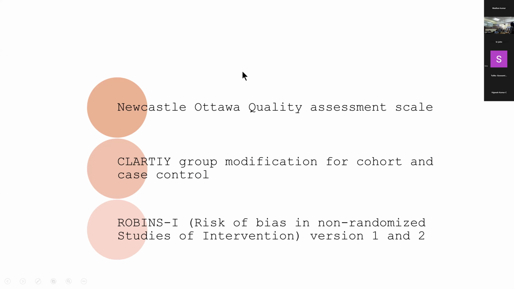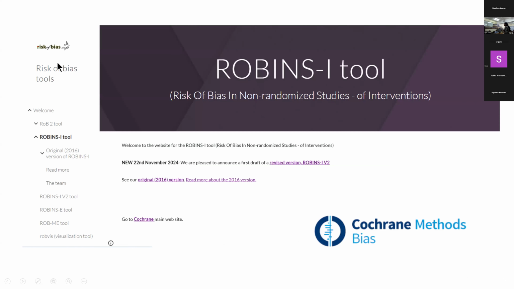Now you also have some tools which help you to assess risk of bias in NRSIs. Commonly, what we use is the Newcastle Ottawa Quality Assessment Scale. There's a CLARITY group modification for cohort and case control. And the new one is the ROBINS-I, which is risk of bias in non-randomized studies of intervention, version 1 and 2. Just briefly about the ROBINS-I tool, you can look at the website. It's right under the RoB 2 tool. So you have the original version and we have a newer version which came out on 22nd November 2024.